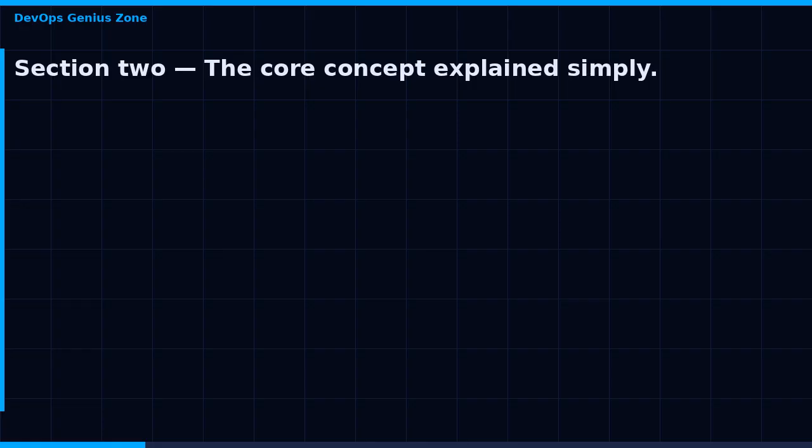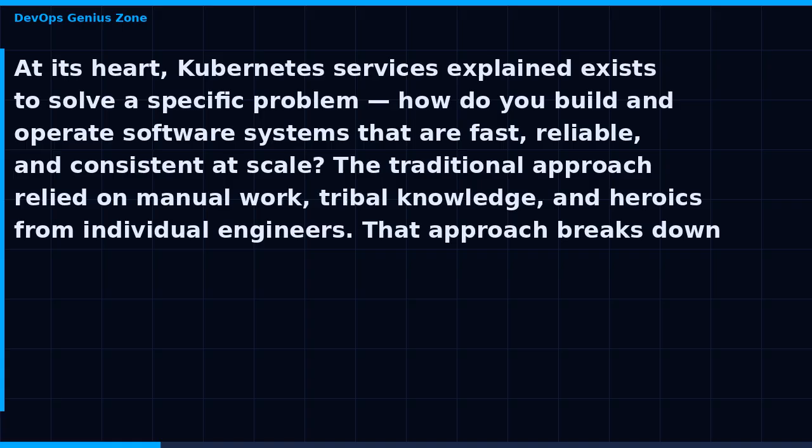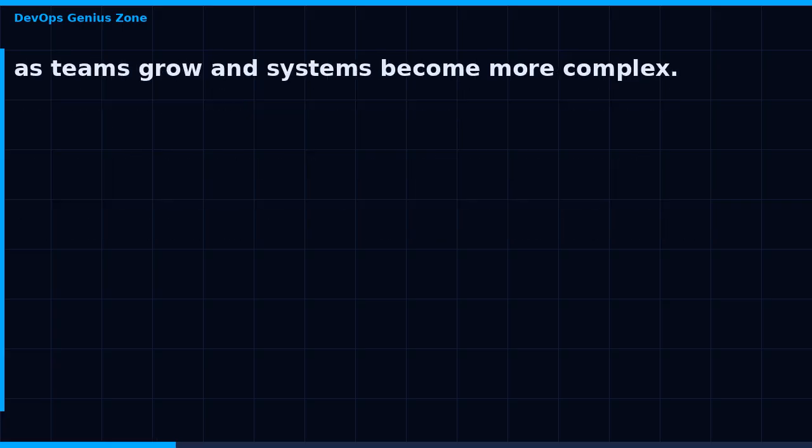Section 2: The core concept explained simply. At its heart, Kubernetes Services Explained exists to solve a specific problem: how do you build and operate software systems that are fast, reliable, and consistent at scale? The traditional approach relied on manual work, tribal knowledge, and heroics from individual engineers. That approach breaks down as teams grow and systems become more complex.